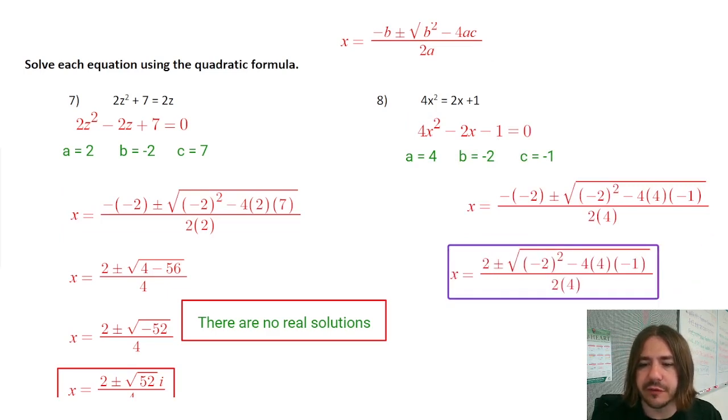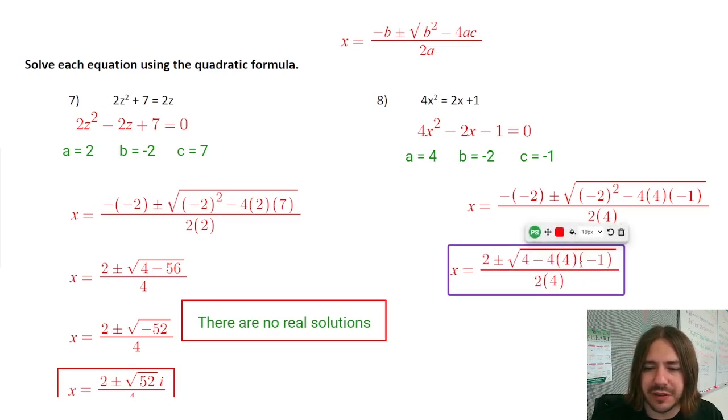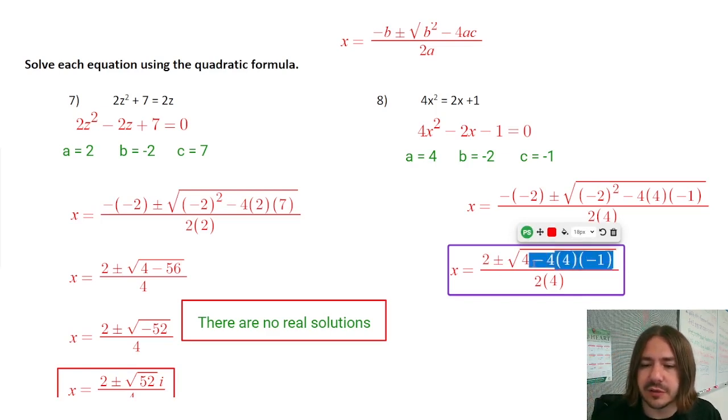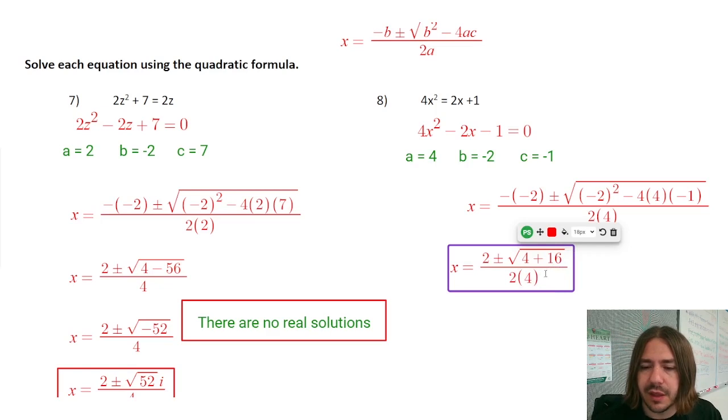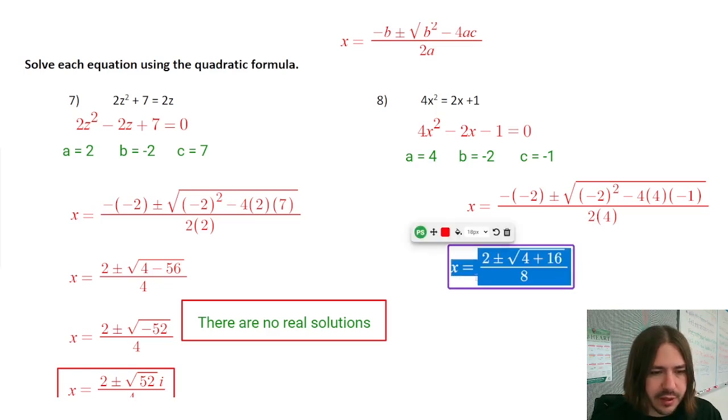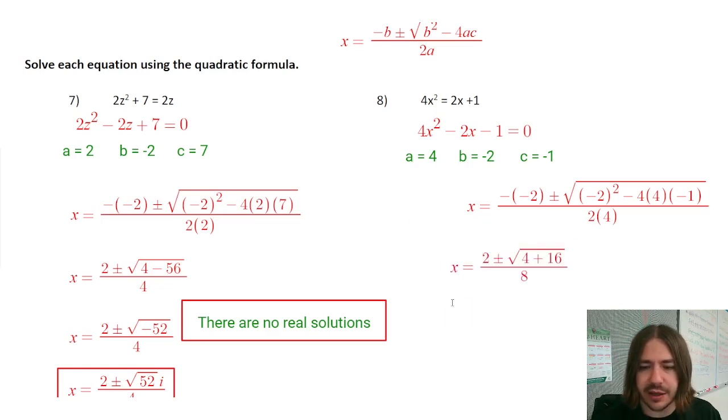Negative 2 is just positive 2. Negative 2 squared: if you did not put the parentheses, you get negative 4 there, but it is positive 4. Here we've got negative 4 times negative 1. The negative times a negative is going to be positive, so we know this next number is going to be positive. And 4 times 4 is 16, plus 16. And then finally, 2 times 4 is 8. So 4 plus 16 is going to be 20, and that is not a perfect square.